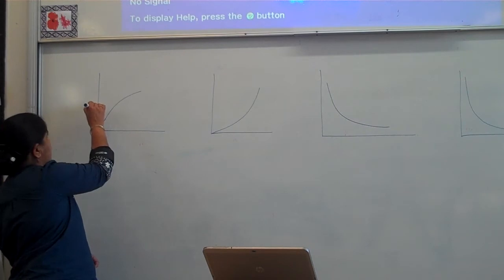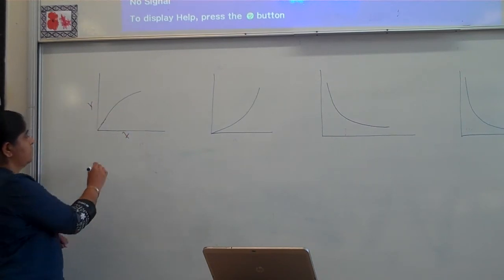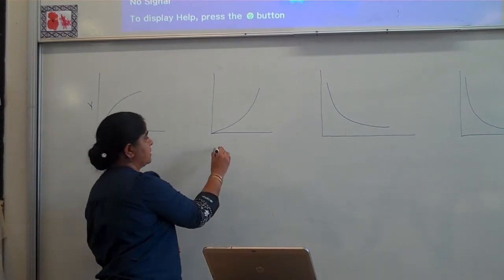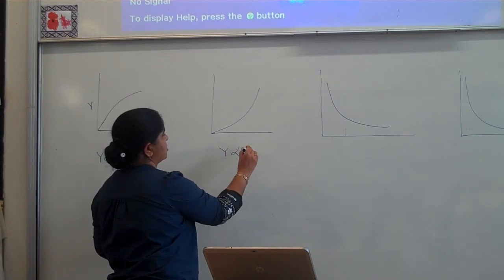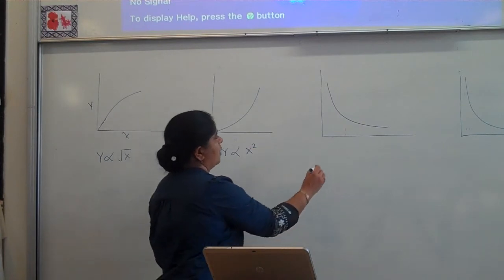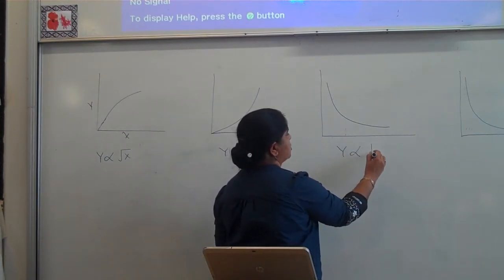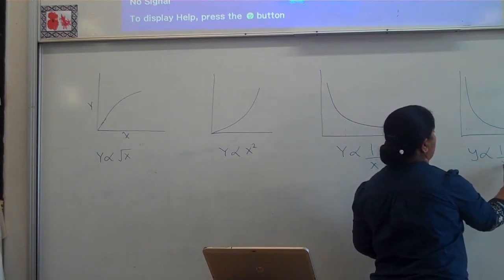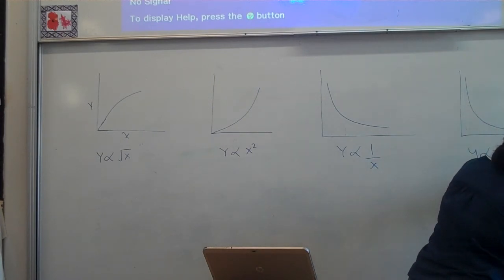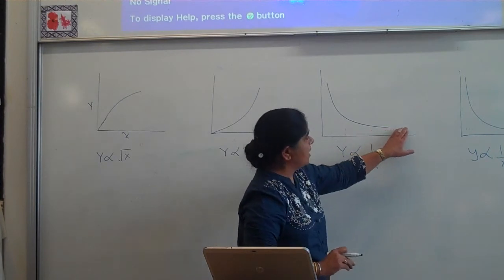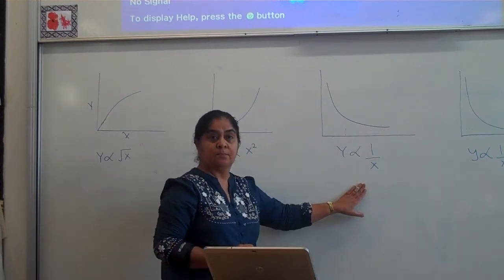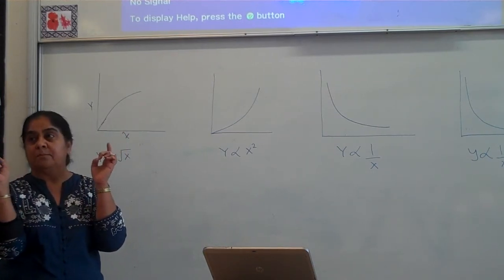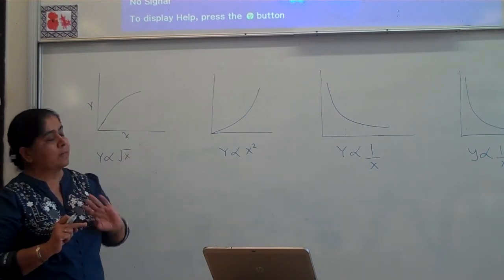Okay, this is y, this is x. What kind of relationship? Y is directly proportional to square root x. What kind of relationship is this? Y is directly proportional to x squared. Y is inversely proportional to x, that is, 1 over x. And y is inversely proportional to 1 over x squared. If it comes closer to this line, then it is x squared. If it hangs here, then it is 1 over x. These four graphs, you have to remember them, memorize them, and what kind of relationship they show.